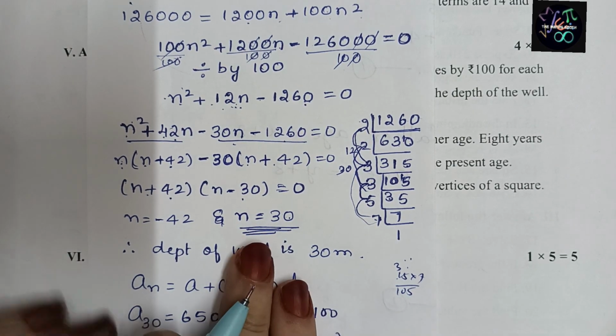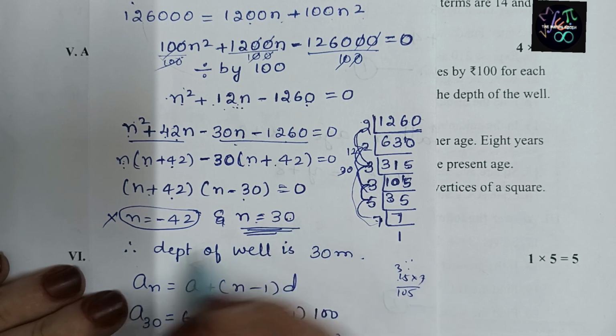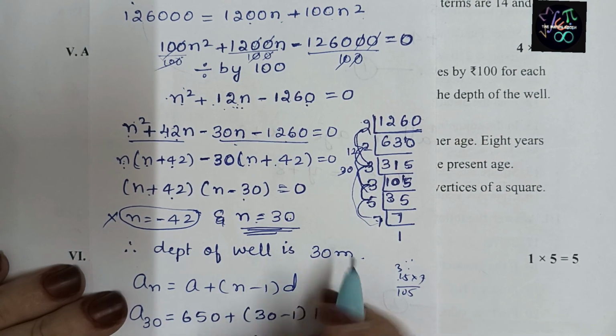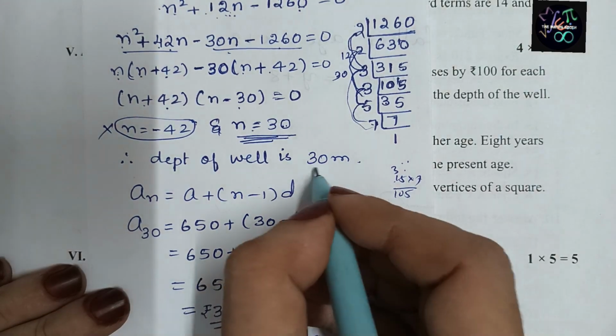So we know that depth cannot be negative, so we should leave this. So n is equal to 30. So we got the depth of the well is 30 meters. Now they have told us to find the cost of the last meter. So the last meter is the 30th meter.